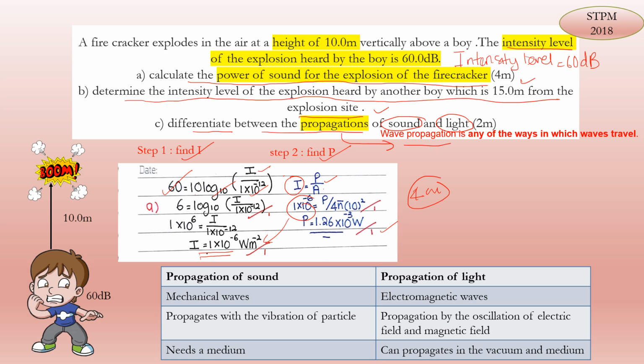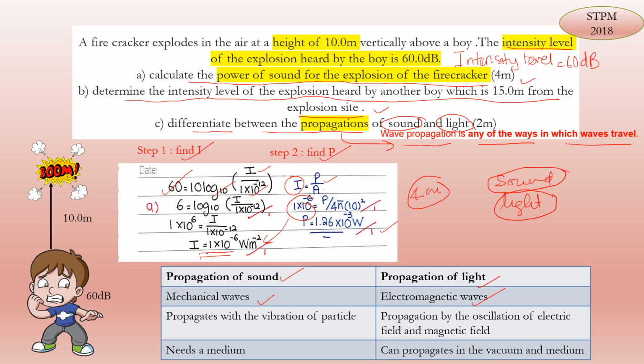Now, wave propagation means any of the ways in which a wave travels. So that means how or in which way the wave travels. Okay. Now, we're going to talk about how the sound wave travels and how the light wave travels. They ask us to differentiate between the sound wave travel and the light wave travel. Okay. Now, first thing, the propagation of sound. We know sound is a mechanical wave, okay, and light is an electromagnetic wave. That is the first difference.